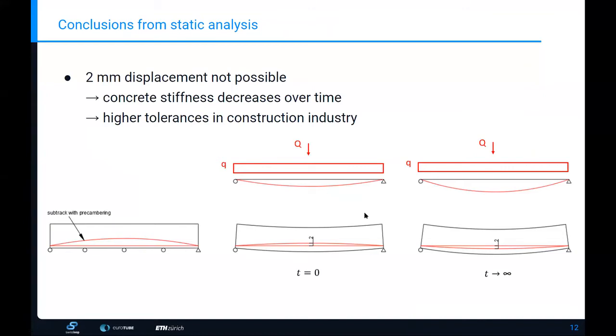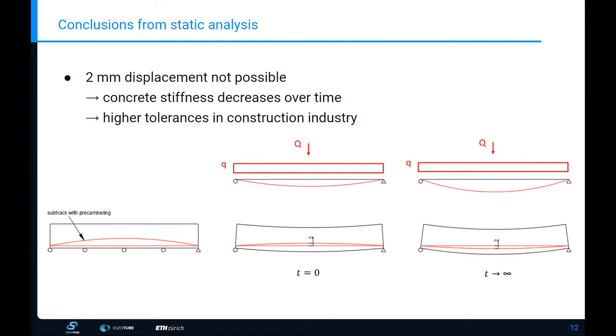So let's just briefly talk about the conclusions from my static analysis. I mean, I could show you about 1 hour of my static calculations and everything, but this is way too complicated. So I just show you the principle, what we thought we could do.